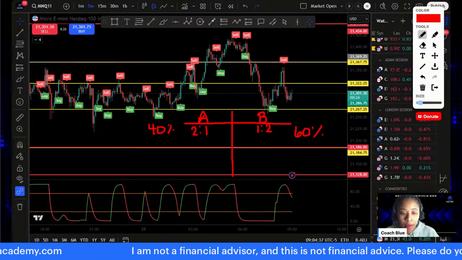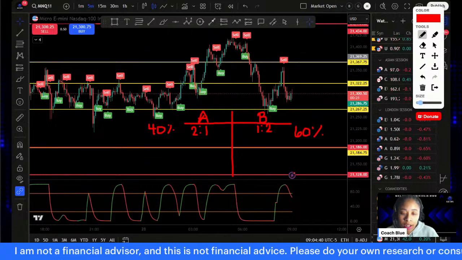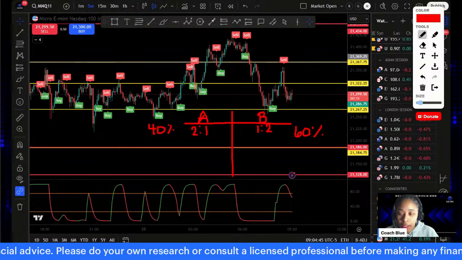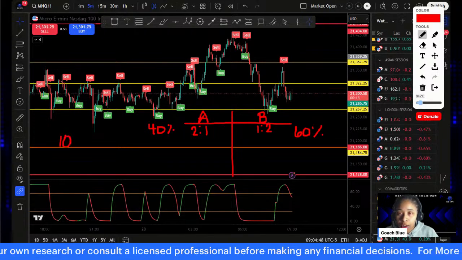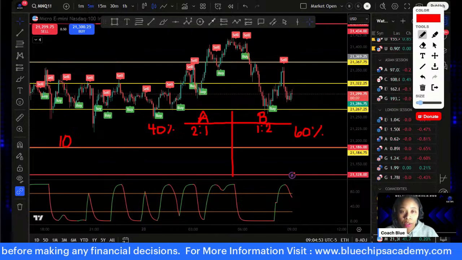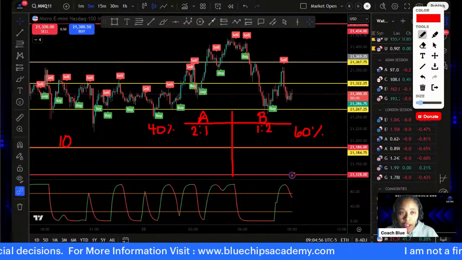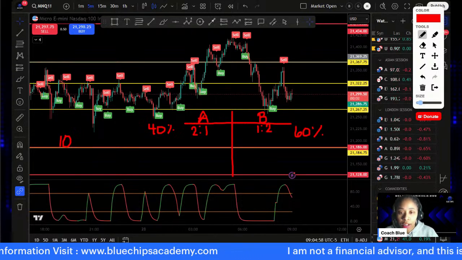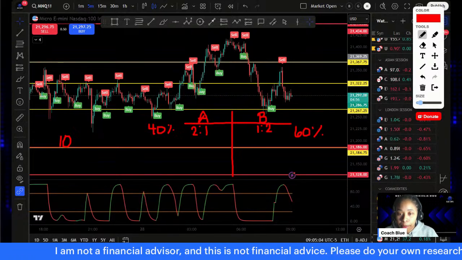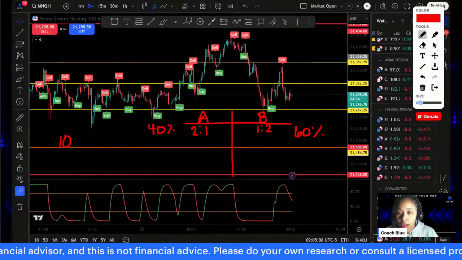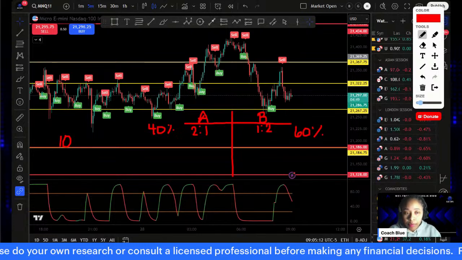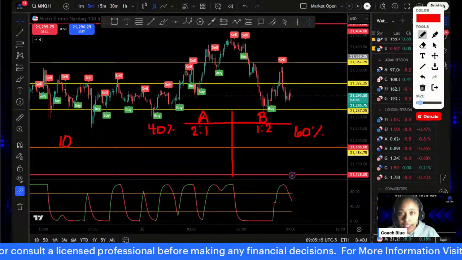Now, based on that, let me know in the comment section, guys, who do you think would be more profitable at the end of 10 trades, Trader A or Trader B? Based on their winning percentage and their risk to reward ratio, who do you guys think? Let me know in the comment section. And I'm going to break that down while you guys are doing that.